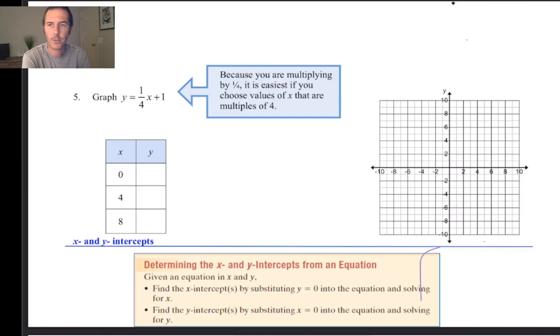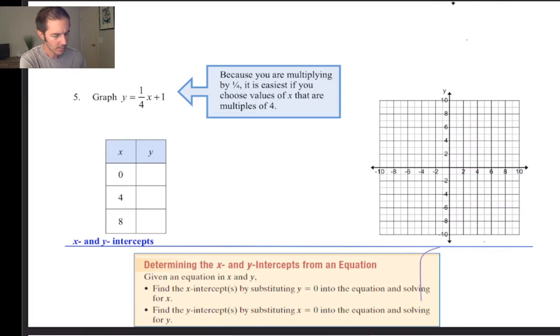The next equation that we're given is in y = mx + b form. And because the coefficient on x is 1/4, as you choose x values to plug into your equation to help you generate corresponding y values, it's recommended that you choose some convenient x values. Since the x values you plug in are going to be multiplied by 1/4, in other words, divided by 4, it's a good idea to choose x values that are multiples of 4.